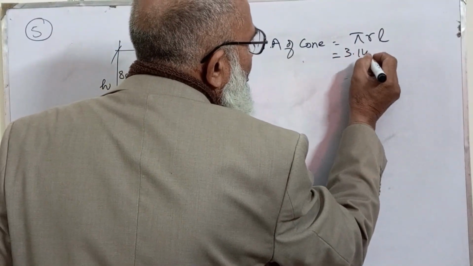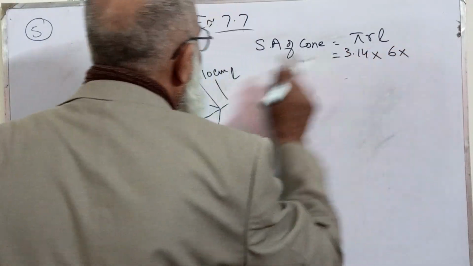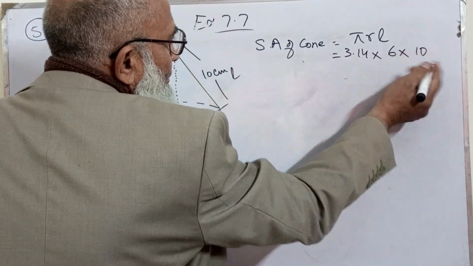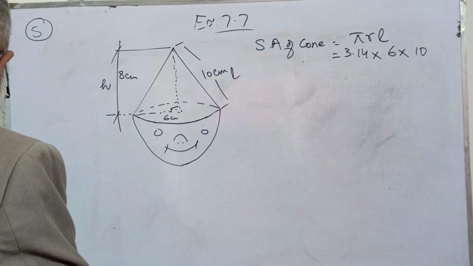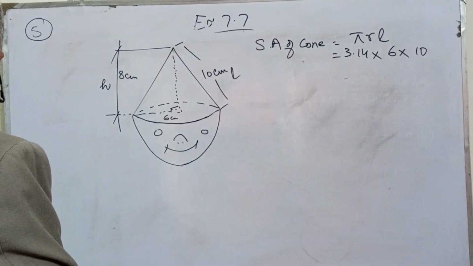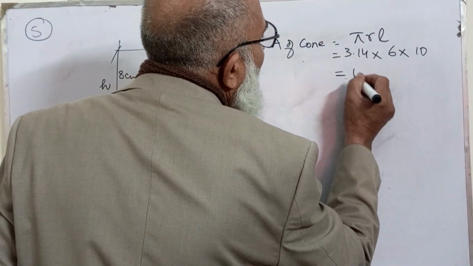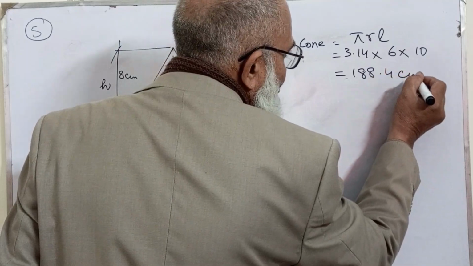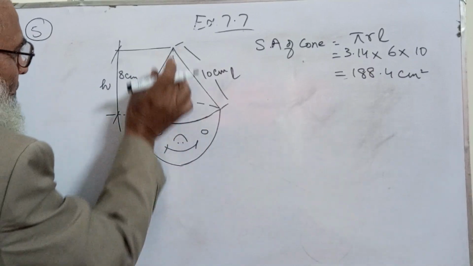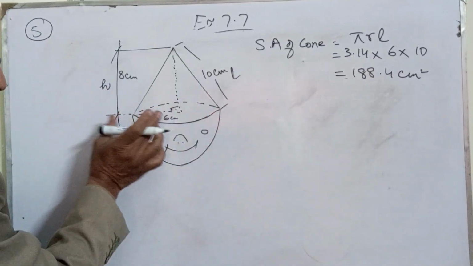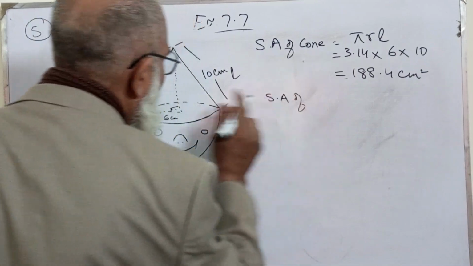So it will become 3.14 multiplied by radius, which is the same, 6, and l is 10. So it is 60 multiplied by 3.14, which gives us 188.4 centimeters square. Now this is the cap part of the toy. This is the cap, birthday cap. This is the cap part of the toy. And now the surface area of hemisphere.